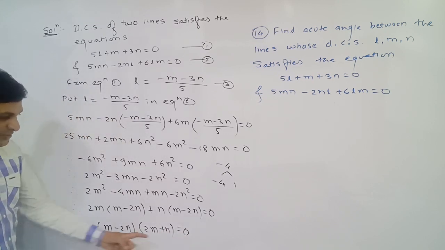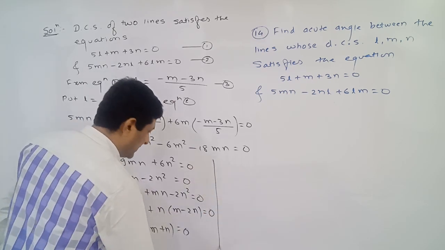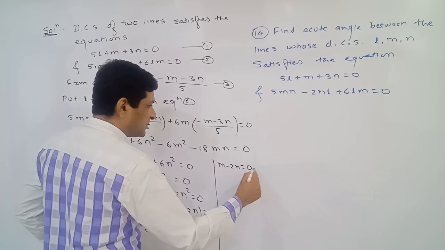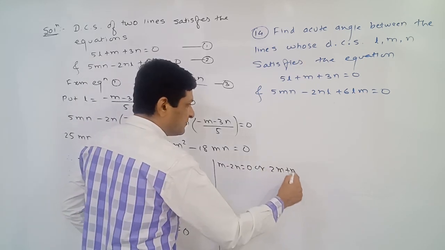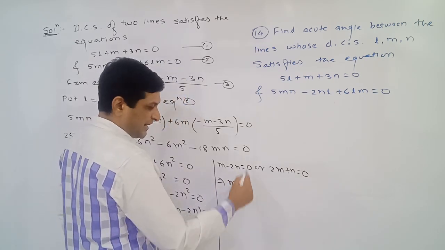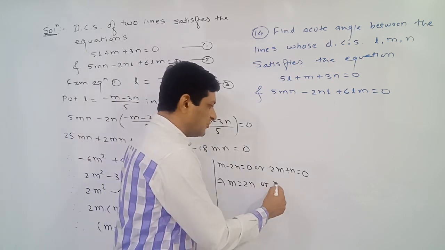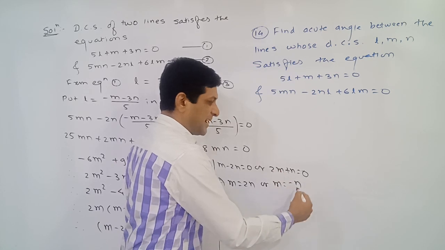Now the product of these two terms is 0, which means either the first term is 0 or the second term is 0. Therefore m minus 2n is equal to 0 or 2m plus n will be equal to 0. So this implies that m will be equal to minus 2n, on this side it will become plus 2n, or here m will be equal to plus n, on this side it will become minus n divided by 2.